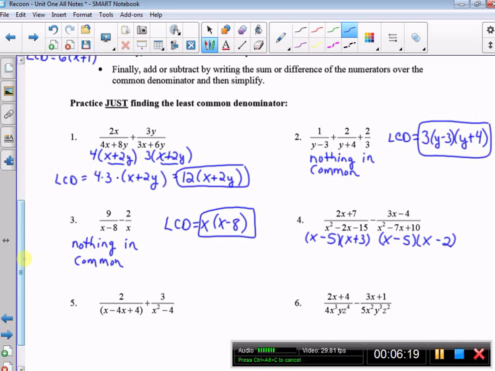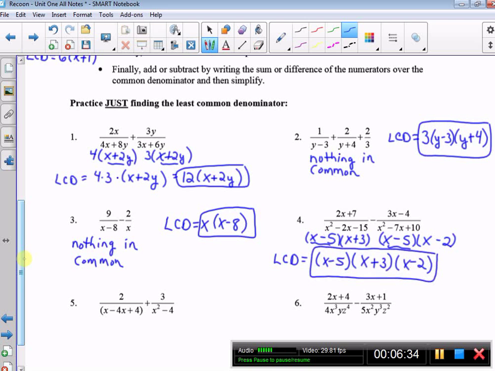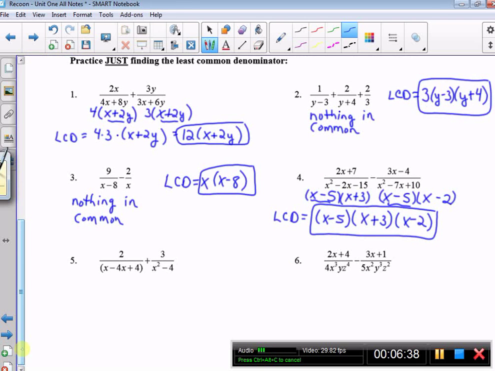So what they have in common is x minus 5, times what they do not have in common. So it's x minus 5, one of them, times x plus 3 times x minus 2. And again, we will actually go through the process of adding fractions on the next page. For number 5, I believe this is supposed to say x squared, so put a little power there of 2.